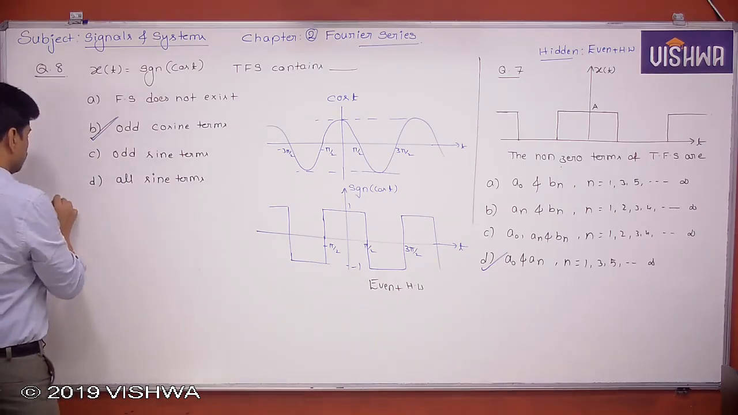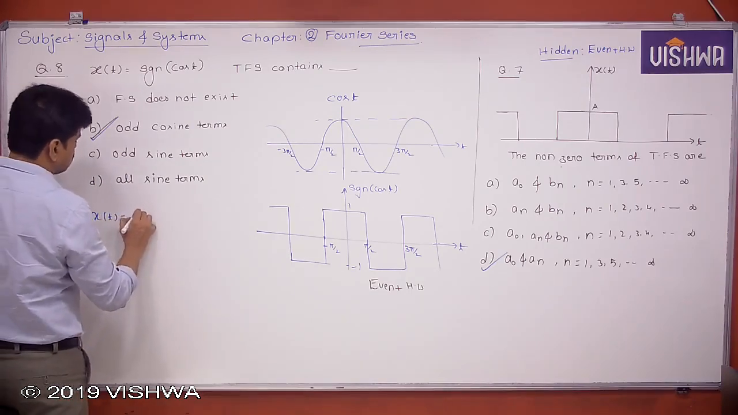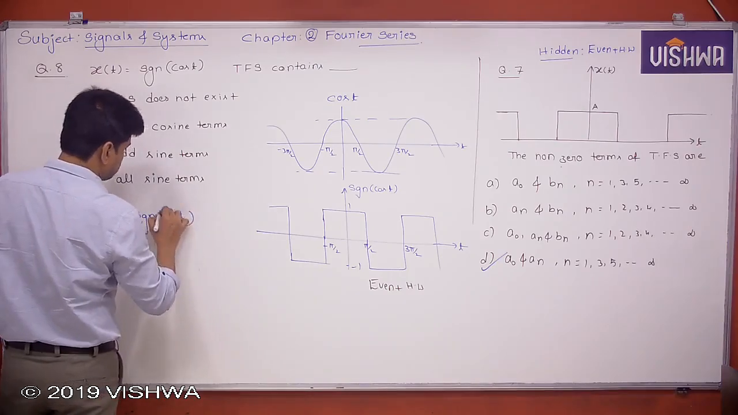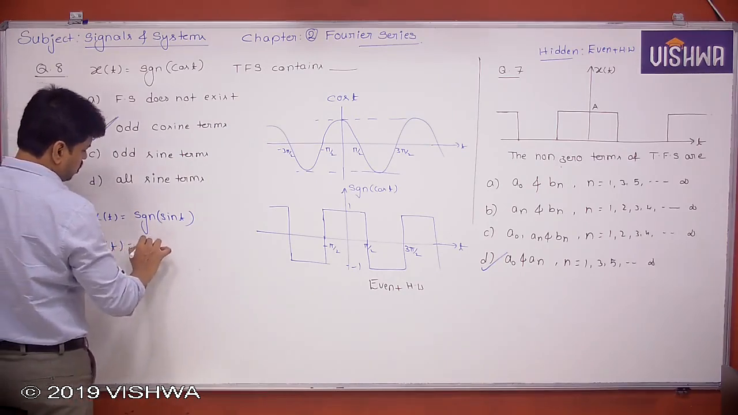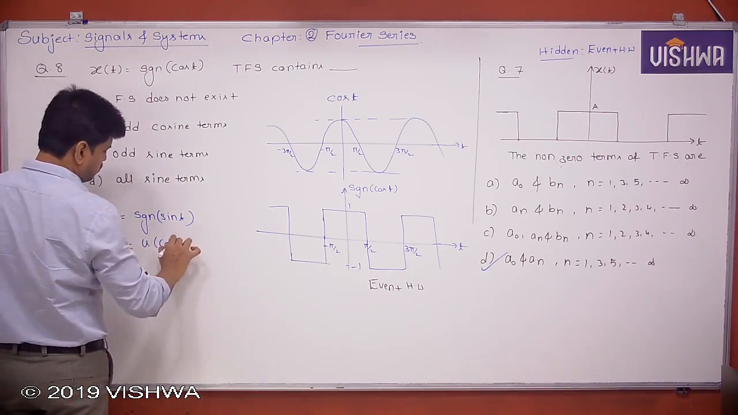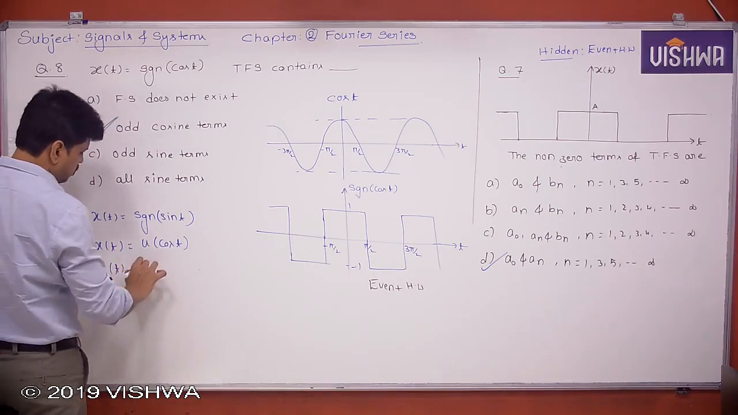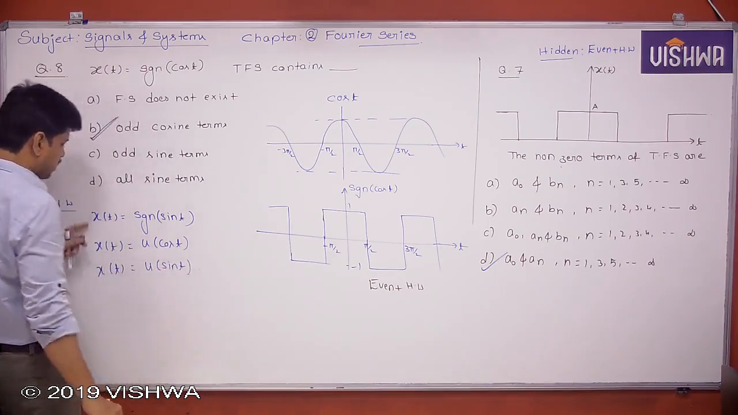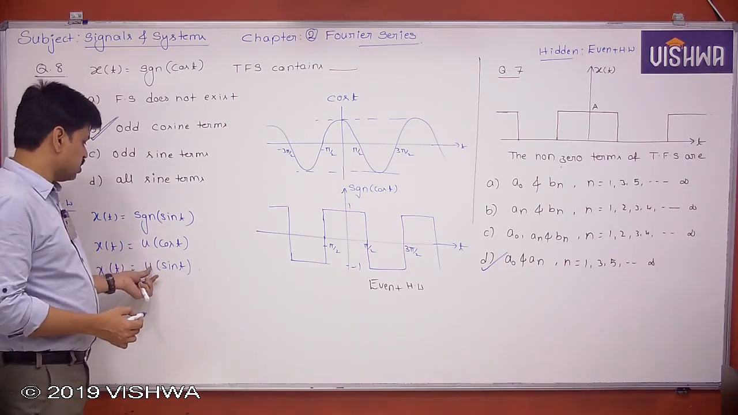Try for homework. You can do this. Let's say x of t is equal to signum sin t. Try this one. And x of t is equal to u of cos t. In the same way, x of t is equal to u of sin t. These three you can try at home: signum sin t, u of cos t and u of sin t.